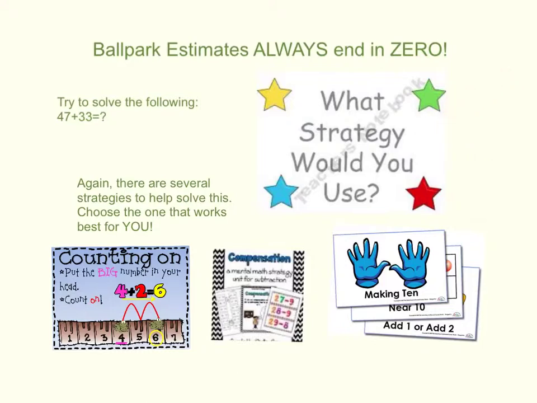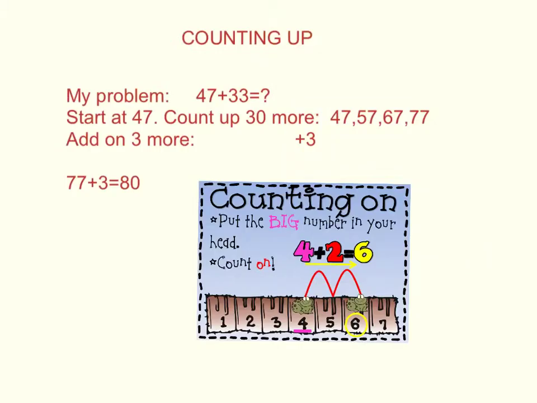I'm going to cover 3 of them. We're going to try to solve the following. 47 plus 33. Our two addends are 47 and 33, and we're going to try to find the sum. Again, there are several strategies to help solve this. Choose the one that works best for you. We have counting on, compensation, and making tens.